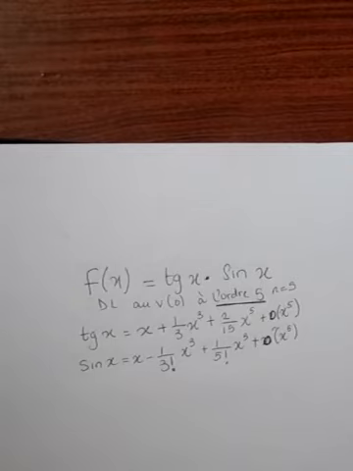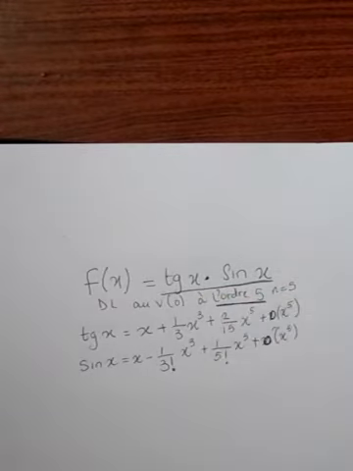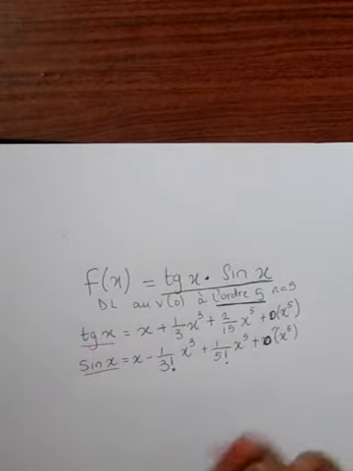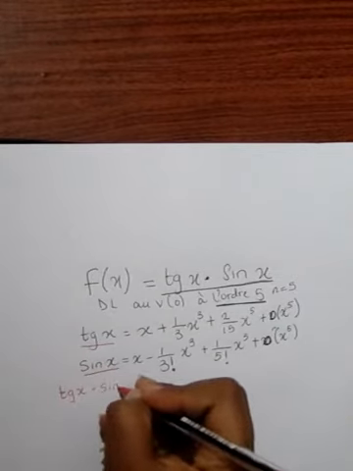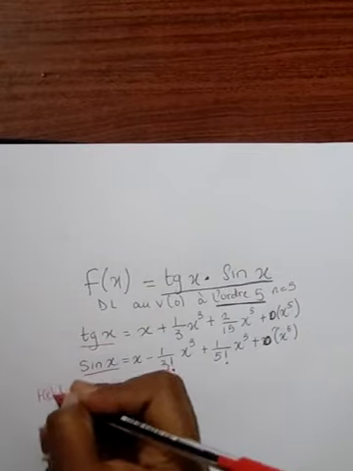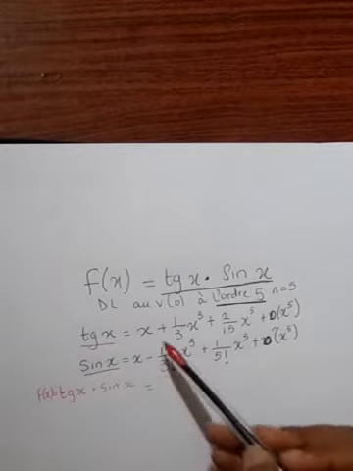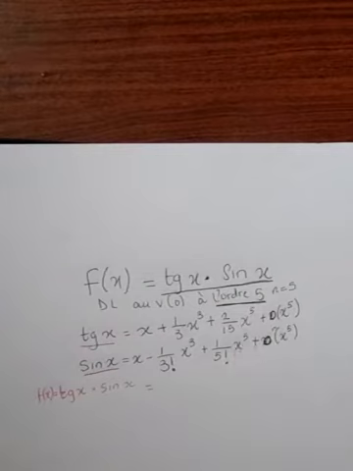So now, in order to get the DL of tangent x times sinus x, we multiply these two DLs that we have right here. That's this and this. So we have tangent x times sinus x, which is f of x, will be equal to, so we take this and multiply it with this. Remember, we are going to the order of 5. So even when multiplying, we have to stop at the order of 5.